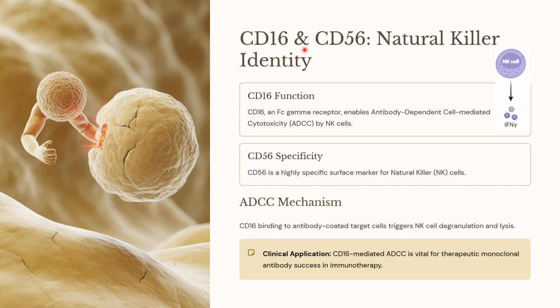CD16 and CD56, they are the natural killer cell identity. CD16 is the receptor that mediates ADCC, antibody dependent cell mediated cytotoxicity. Here the IgG antibodies coat infected or tumor cells with the Fc segment. The NK cells bind to the Fc portion through CD16, thereby releasing perforins and granzymes to induce apoptosis.